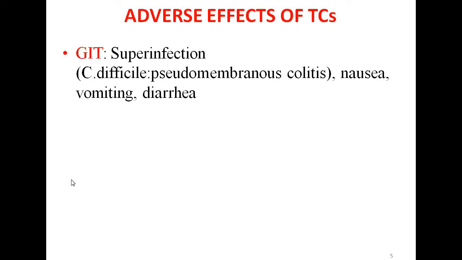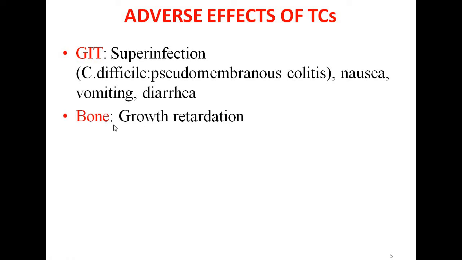Adverse effects and uses of tetracycline. The adverse effects are quite long with the tetracyclines. On the gastrointestinal tract, like with most drugs, nausea, vomiting, diarrhea. In addition, it can cause superinfection. The causative organism of the superinfection is Clostridium difficile, which causes pseudomembranous colitis.